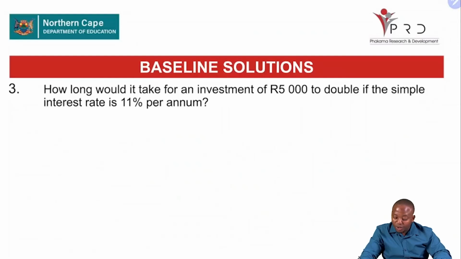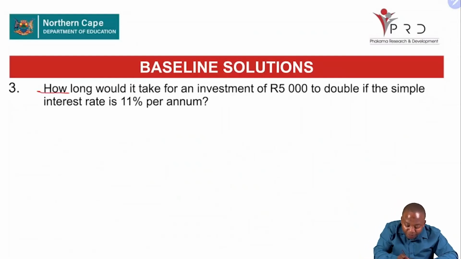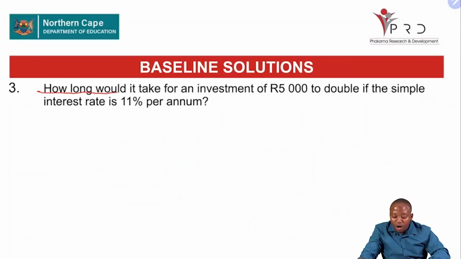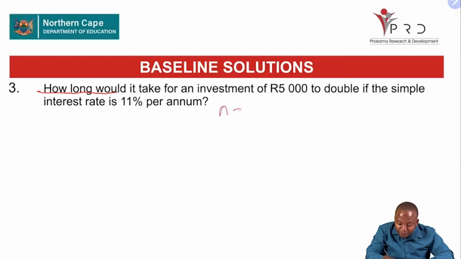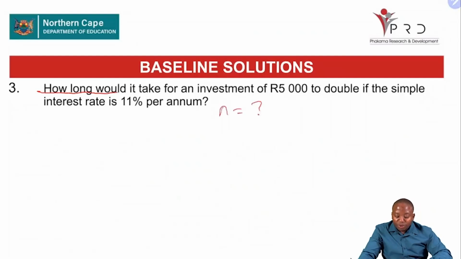Now let's check what is given from our statement. Number 1, how long? It's a question already. So how long? It refers to a period. So we want to find out how long it will take an investment of 5,000 to double. So the investment that I'm making is 5,000. So the amount that I put in the bank as my investment is 5,000.